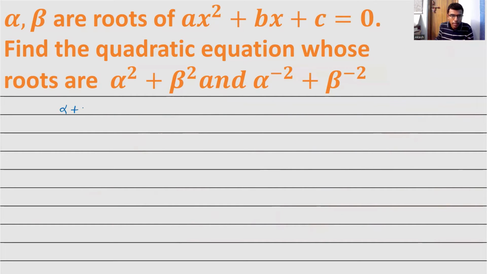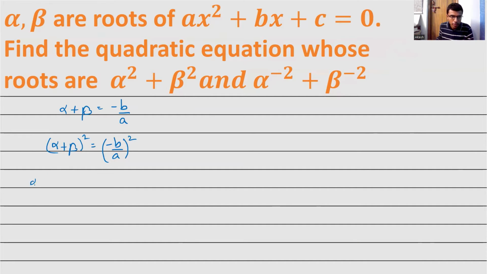We know that alpha plus beta is minus b by a. That was the initial condition which we got. Now, if I square both sides, I would get alpha plus beta whole square is equal to minus b by a whole square.